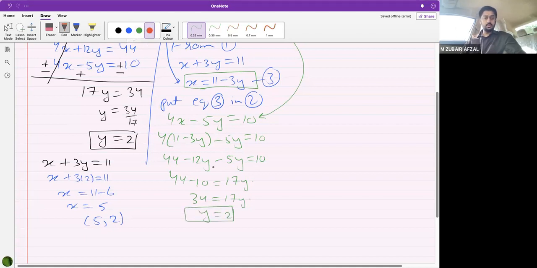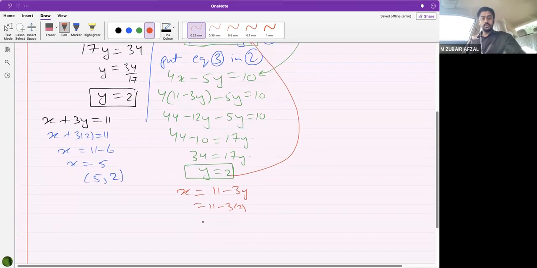When y is 2, I use this y in equation 3 to get x. x equals 11 minus 3y, 11 minus 3 into 2. So 11 minus 6 is 5. So x is 5 and y is 2. Both methods give the same answer.